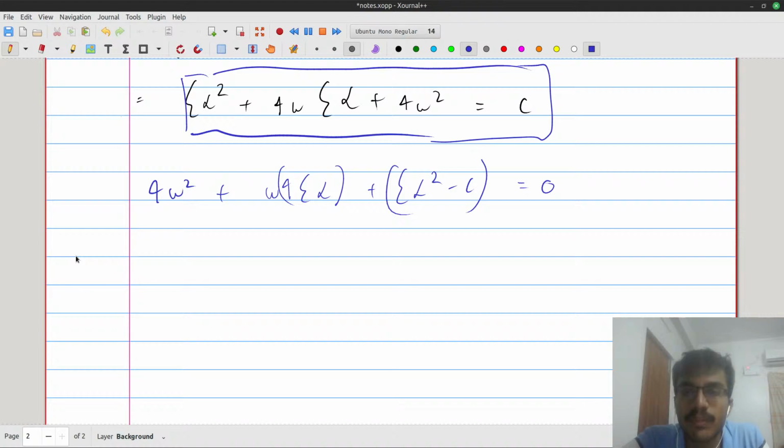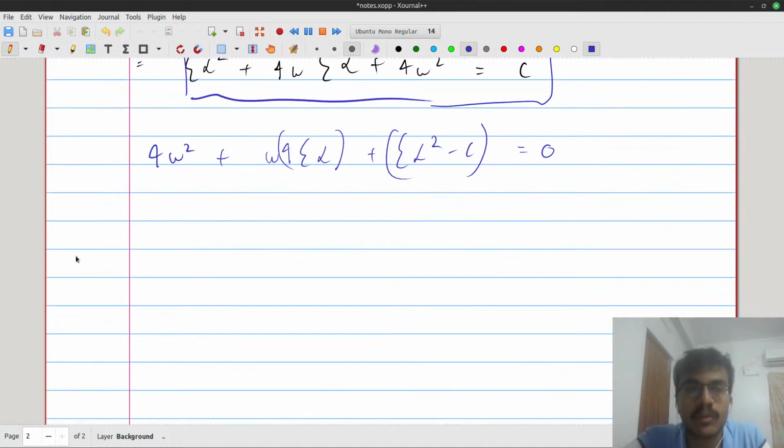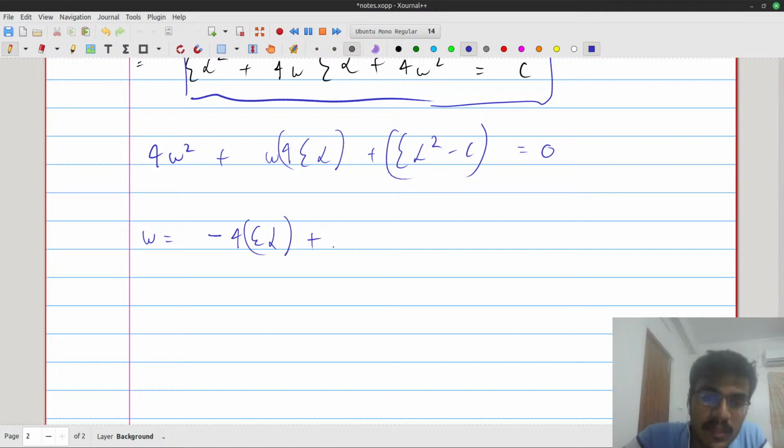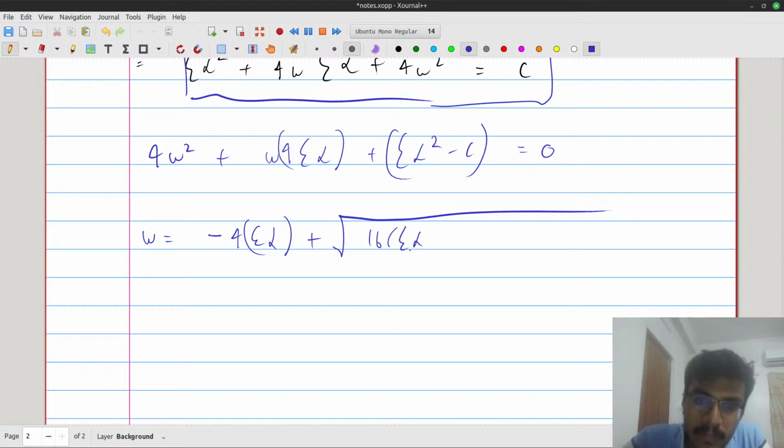So we have this formula kind of here, where the quadratic formula. So what will be the correct value of W? W will be minus 4 summation of alpha plus, or like we just take the positive root, because I mean it has to be the positive root. B squared is just 16 times sum of alpha minus 4 times summation of alpha squared minus C times 4.